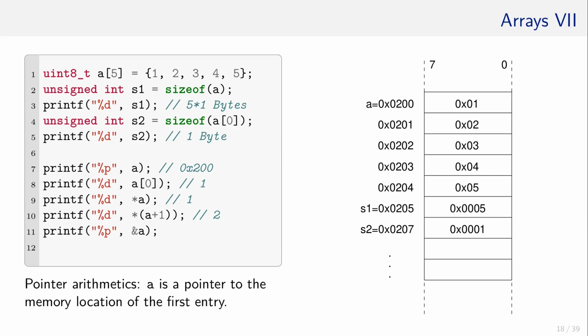Let's move on. Here we use the ampersand in front of A. That means take A and return the address of A. A is currently an address pointing to the first element in the array. So what will be printed? Right, 200. It is the same value that is also printed in line 7.